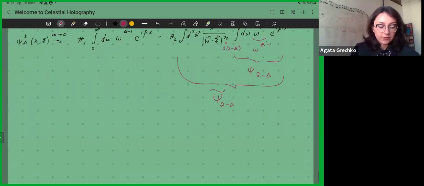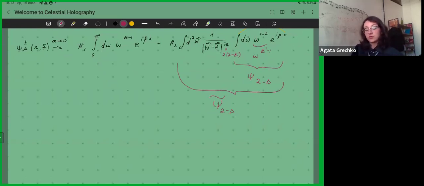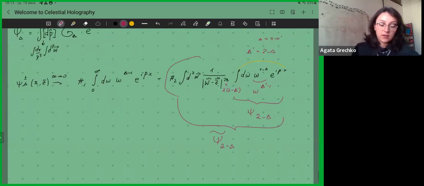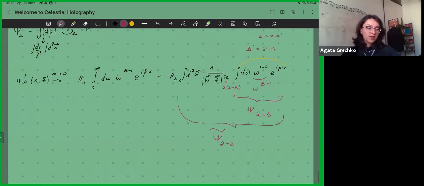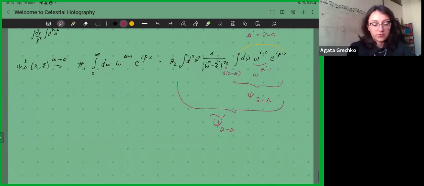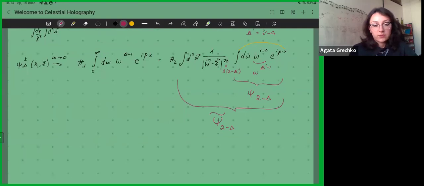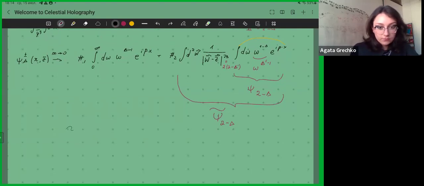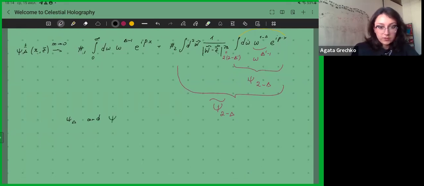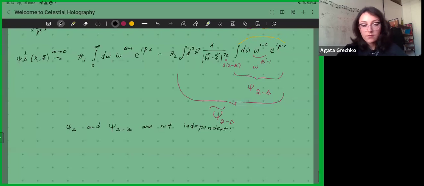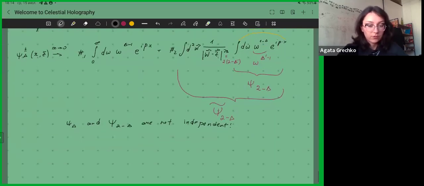So basically, even though I deceived you a little bit when we were first deriving it, because I didn't write the second term in the massless wave function, actually this term was not linearly independent of the first one. So we can just use the first term, and the second one will be given by this integral transform. This is what I wanted to say about the shadow transform: psi delta and psi 2 minus delta are not independent. These basis functions are given by these transformations on each other.